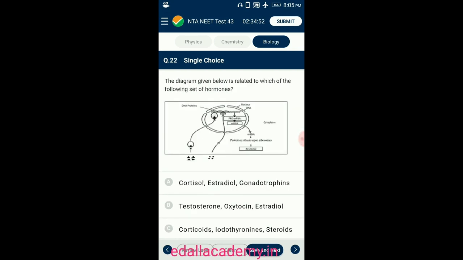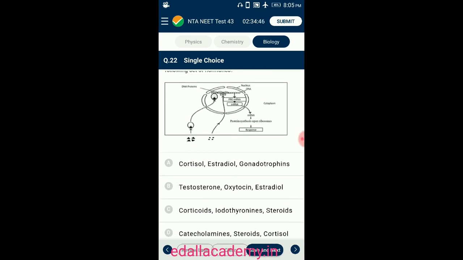Question number 22. The diagram given below is related to which of the following sets of hormones? All lipid soluble hormones such as adrenocorticoids, steroidal and thyronine hormones can easily cross the target cell membrane and enter inside the target cell. These hormones bind to the specific intracellular receptor to form the hormone-receptor complex, which ultimately binds to DNA and regulates gene expression to give the physiological response. So the answer for this question is option C, corticoids, thyronines and steroids.